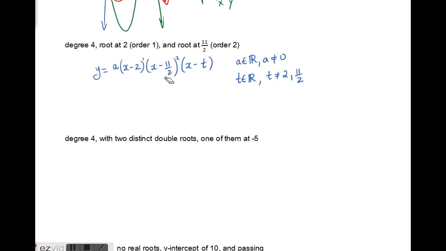Another way of writing this factor, so that it doesn't have a fraction, would be to write down (2x minus 11) squared, times (x minus t). So this is a better way of recording this polynomial with these conditions.